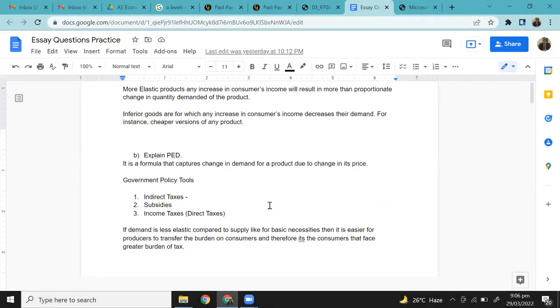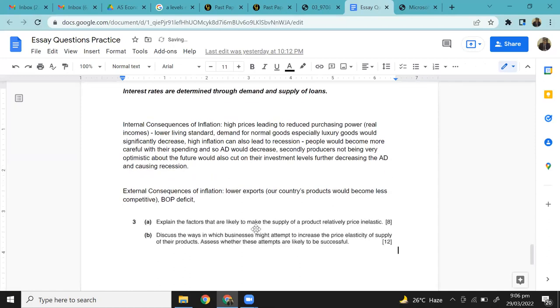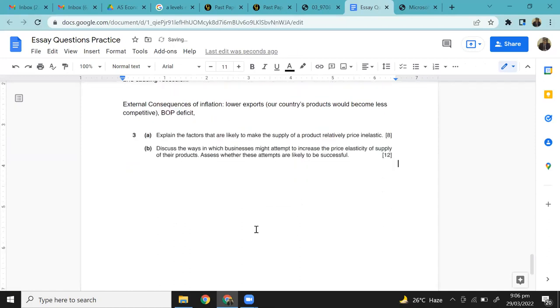Now students, have a look at this. The question here says, where is it? Okay, so this is the question. Explain the factors that are likely to make the supply of a product relatively price inelastic. So first of all, you need to define what price elasticity of supply is, and then we'll talk about what price inelastic or price elastic means.